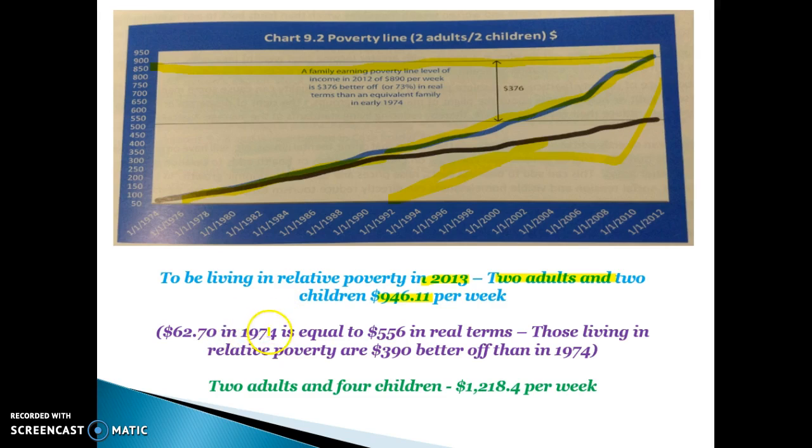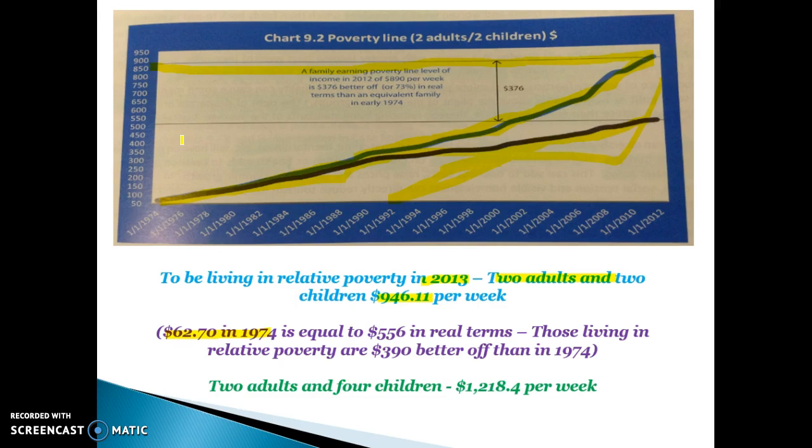In 1974, the relative poverty line was around $62.70. With inflation, that's gone up. But what's happened, and this is the bit where it gets a little bit tricky, is that average wages in Australia have gone up at a faster rate than CPI inflation. The black line represents inflation and how much prices have gone up. The blue line represents the average wage. And as you can see, the average wage is going at a faster rate than inflation.